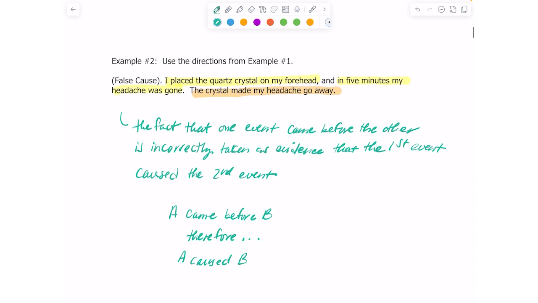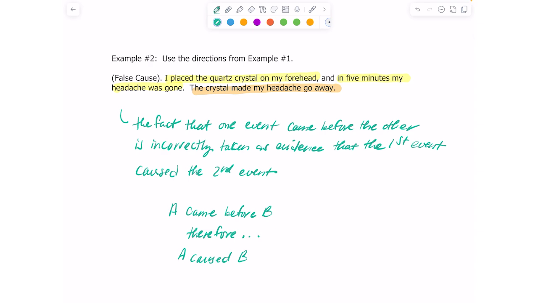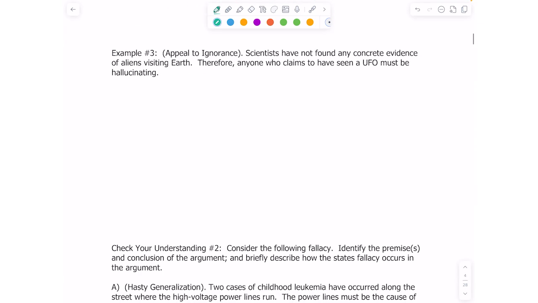Here's another type of fallacy. It's called appeal to ignorance. The statement says scientists have not found any concrete evidence of aliens visiting Earth. Therefore, anyone who claims to have seen a UFO must be hallucinating.